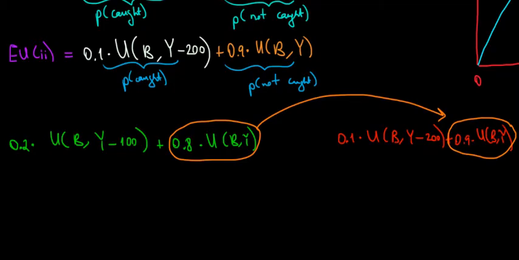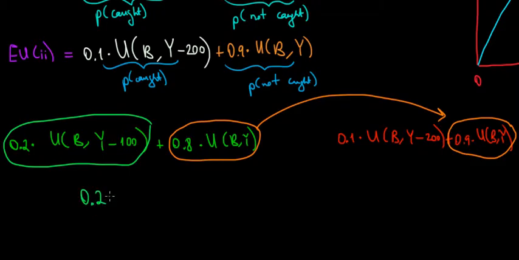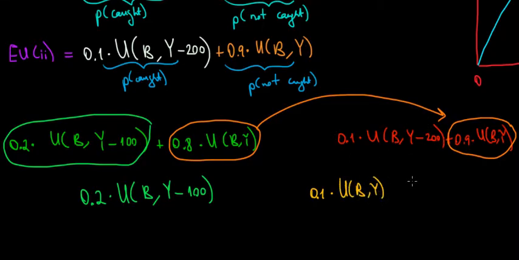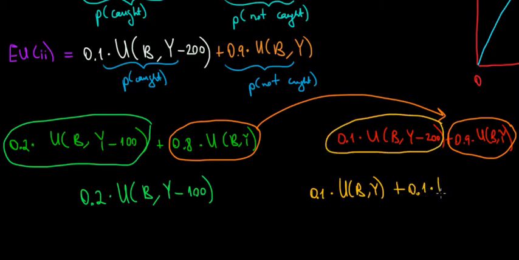Well, we are left with the first term of this entire thing. Let me just write it like that: 0.2 times the utility of b and y minus 100, so we keep that. And on the other side we take 0.8 with a negative sign, and what are we left with? Well, we will have 0.9 minus 0.8, that's just 0.1 times this common term, which is the utility of the benefit and the income, and we also have this remaining term plus 0.1 times the utility of b and y minus 200. Hope this makes sense.